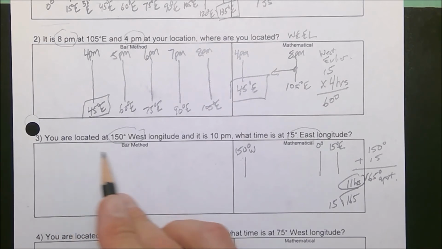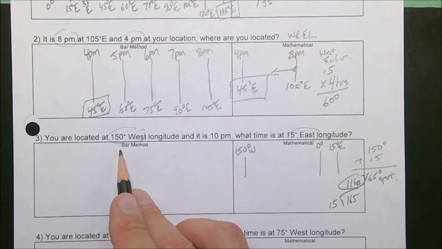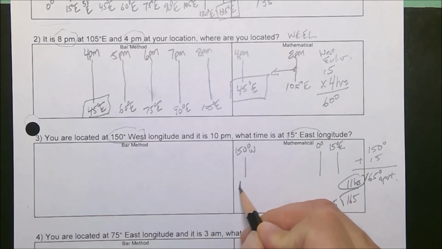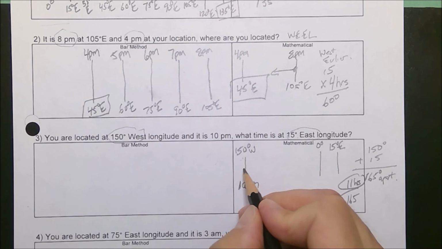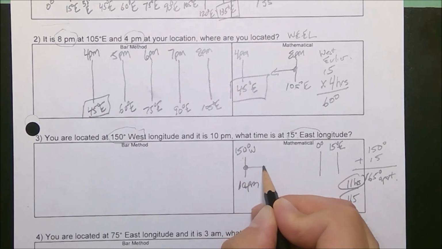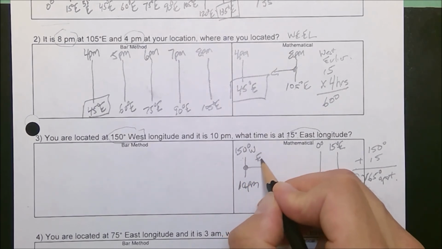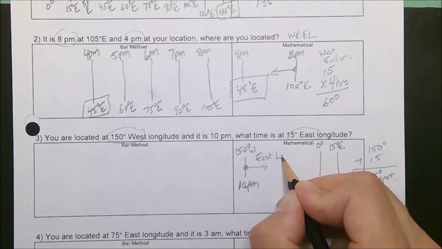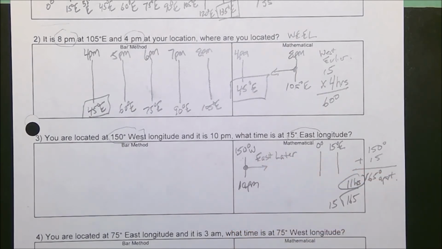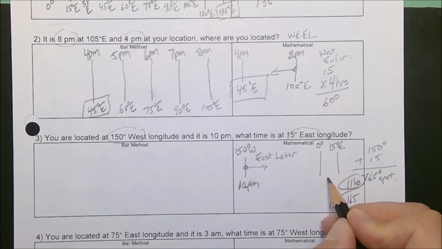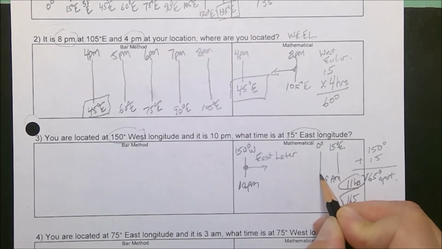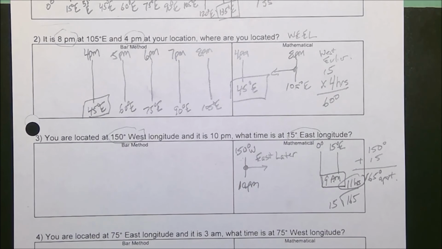Now, you're located at 150 west, and it is 10 p.m. This is my starting meridian, and then I'm going to go east. East is going to get later. I'm going ahead by 11 hours. If I go ahead by 12 hours, that would give me 10 a.m., but I'm going ahead by 11 hours, so I know that the time here is going to be 9 a.m.